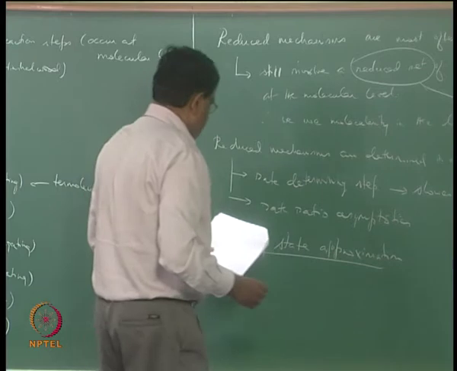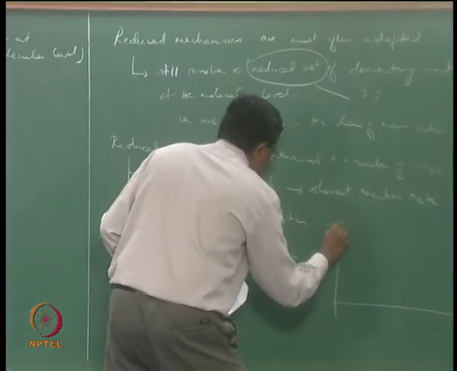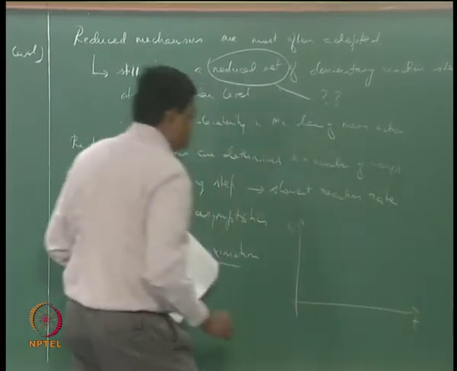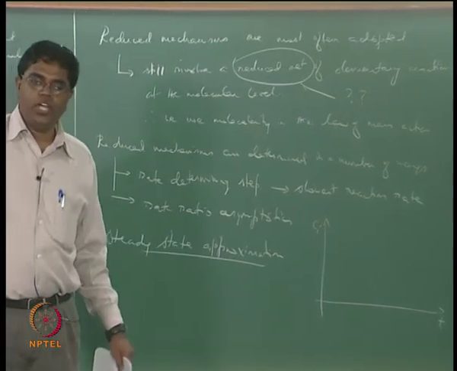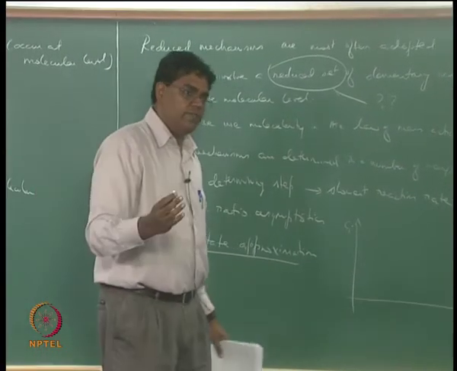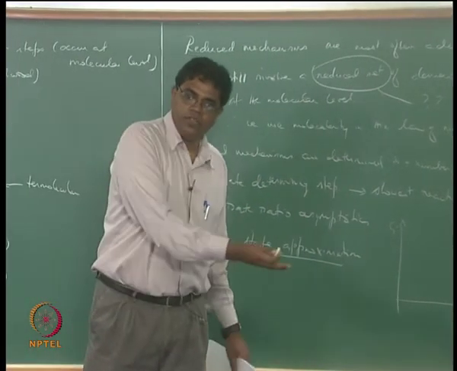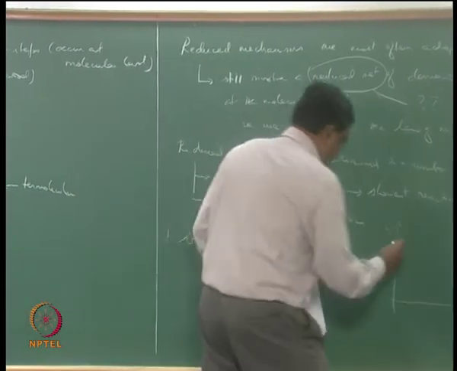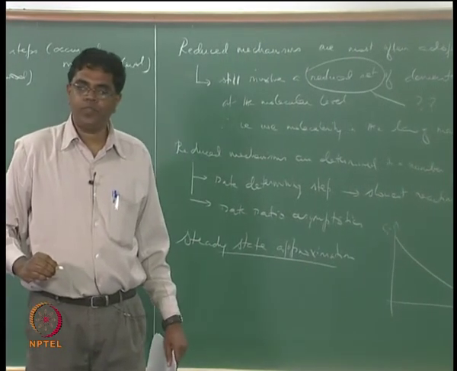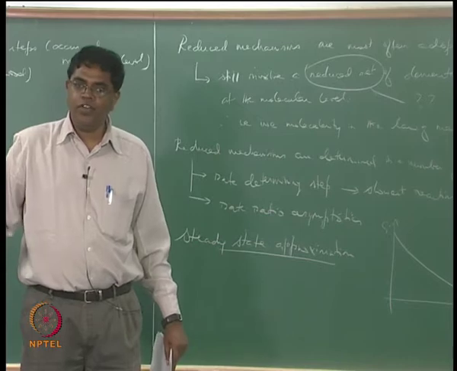In the steady state approximation, what we are essentially saying is, if you are trying to plot the concentrations of different species with respect to time, initially at t equal to 0 you start with a bunch of reactants at some concentrations. Let's say we have some reactant that we can follow, and as the reaction proceeds, the reactant concentration will decline with time. You don't get any prizes for this. And what happens to the concentration of the products? It will increase. How does it increase?